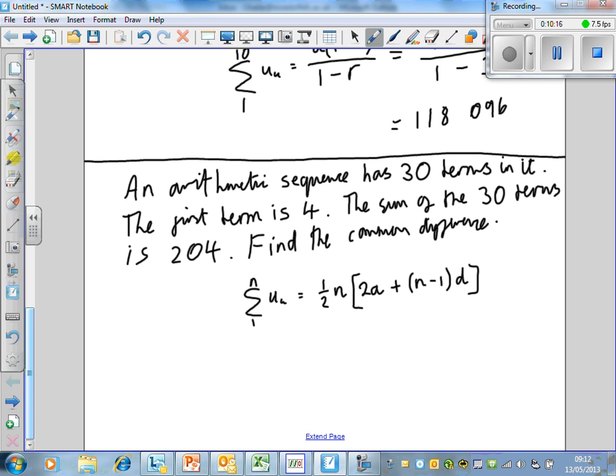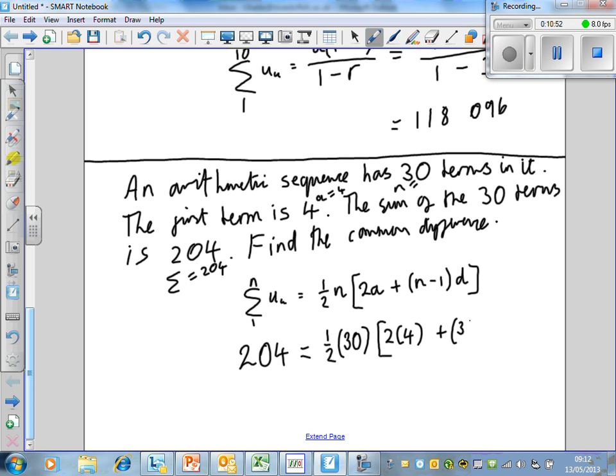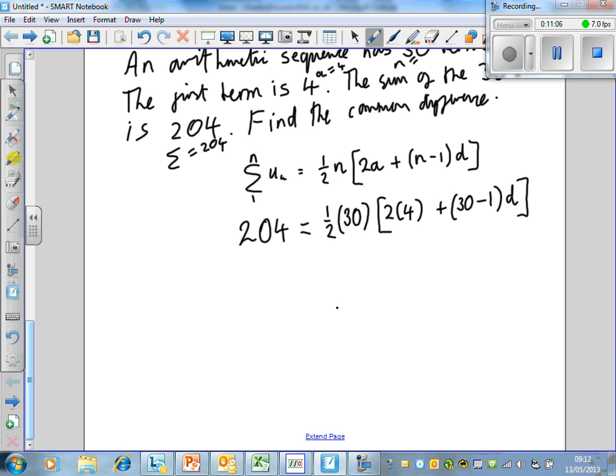I'm now going to have to put all the information from the question into my formula, and I'm going to have to solve an equation. So, we know here that n is 30, and we know that A is equal to 4 from here, and we also know that the sum is equal to 204. So the left-hand side is 204. We're going to have half n, which is 30, multiplied by 2 lots of A, which is 2 lots of 4, plus n minus 1 lots of D, so that's 30 minus 1 lots of D. Now notice here we've got one unknown. D is the only thing we don't know. All the rest is numbers. We're going to have a nice little equation to solve here.